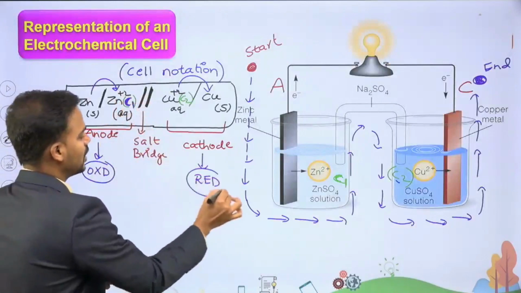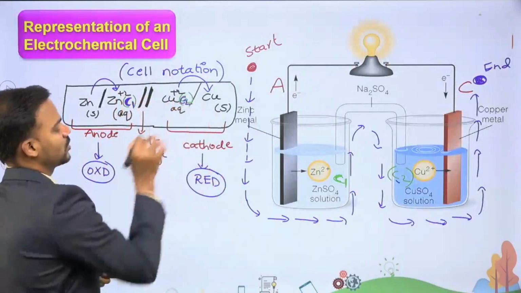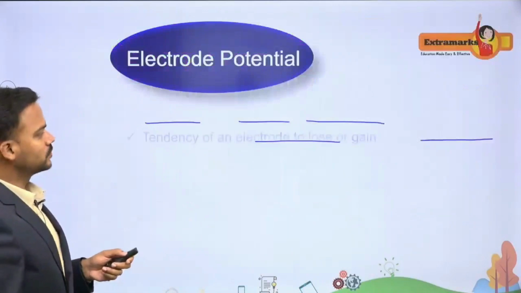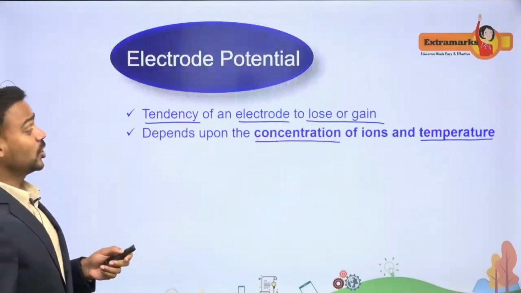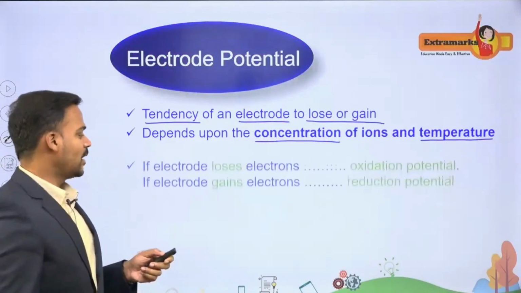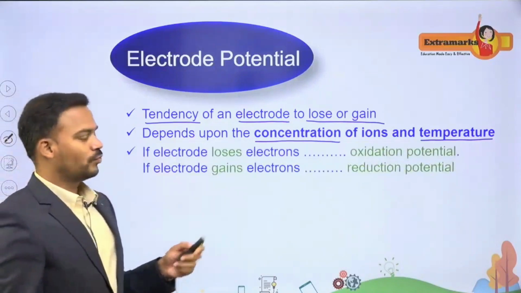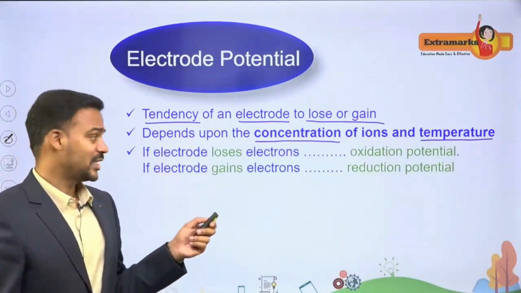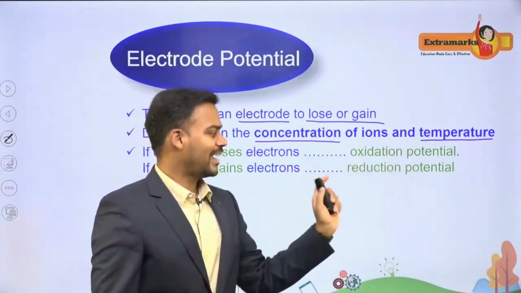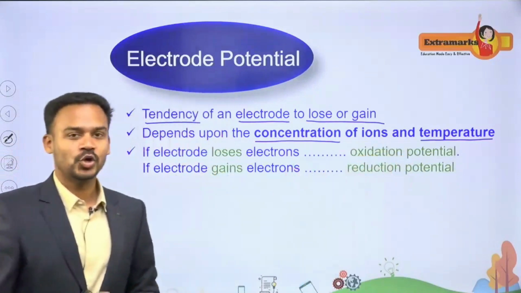The reduction potential developed here depends upon the concentration here. So it depends upon the concentration of the electrolyte taken. So we have two types of electrode potentials, that is oxidation electrode potential and reduction electrode potential.